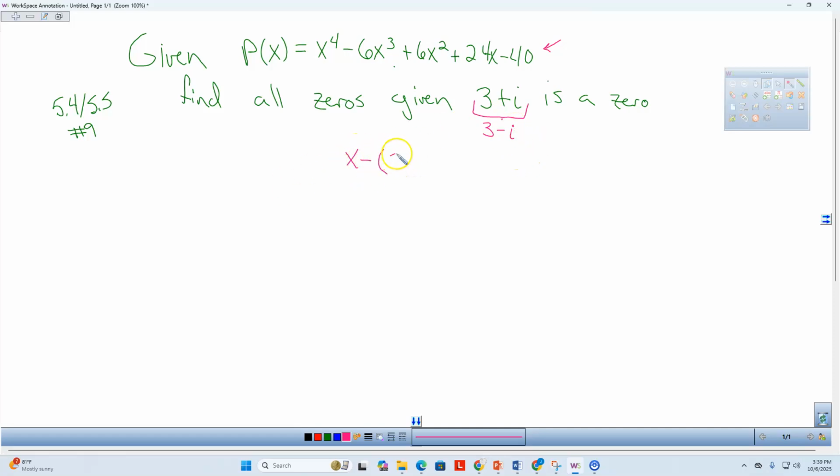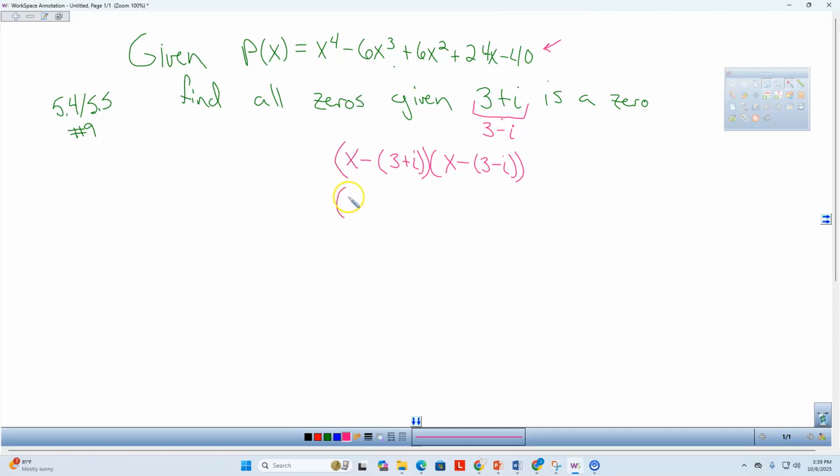So if I were to factor this part, I get x minus my 3 plus i, just like if one of my solutions was 4, x minus 4 would be one of my factors. And then I do x minus 3 minus i as the other factor, right? Now I can't divide that out like we've been doing when they give us a factor or a number because there's an i in it. So I struggle to do it. So I'm going to FOIL this out, and hopefully that gets rid of my i's.